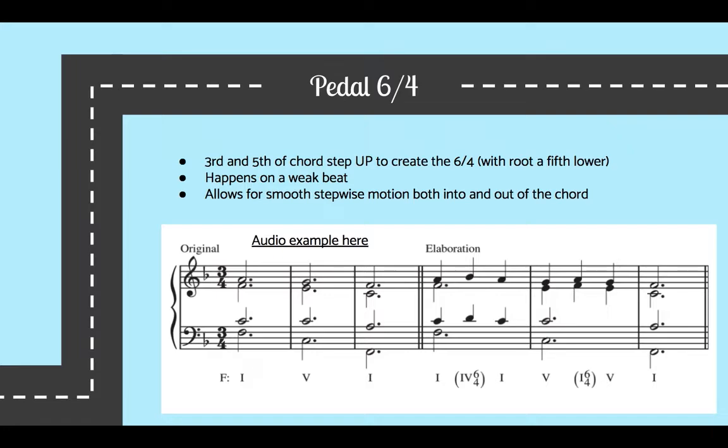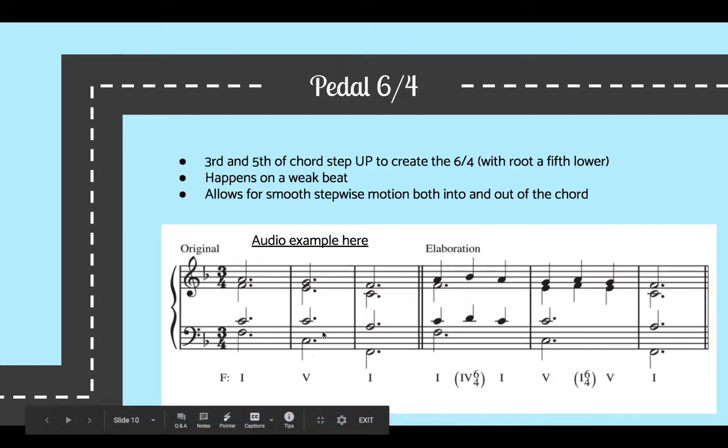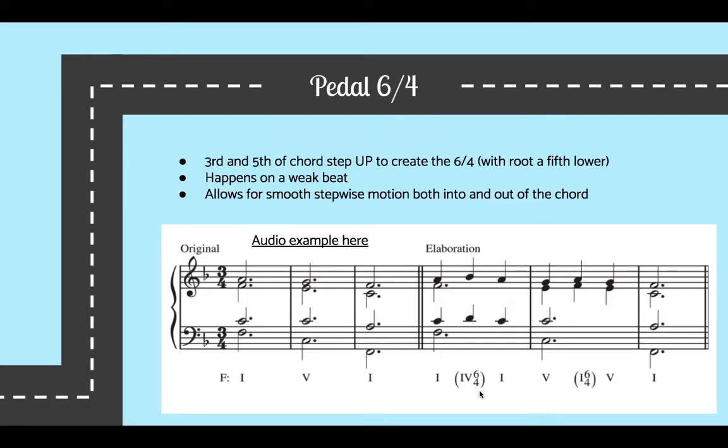What's going to happen is we have a chord. We're going to allow the 3rd and the 5th of that chord to step up to create a 6-4 chord whose root is a 5th lower than where we started. I'll show you what that means in just a second. It's going to always happen on a weak beat. So here we're in 3-4, and these 6-4s are occurring on beat 2, which is weak. It's going to allow for some really smooth stepwise motion both in and out of the chord.